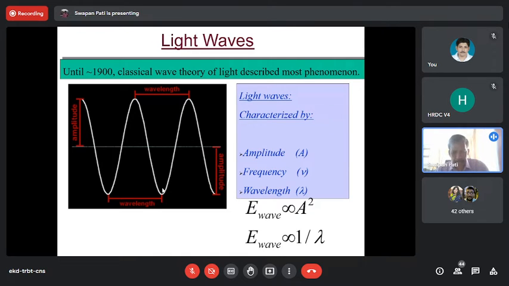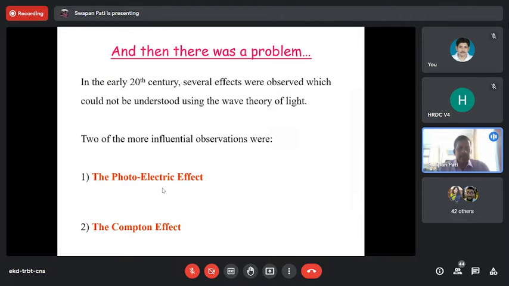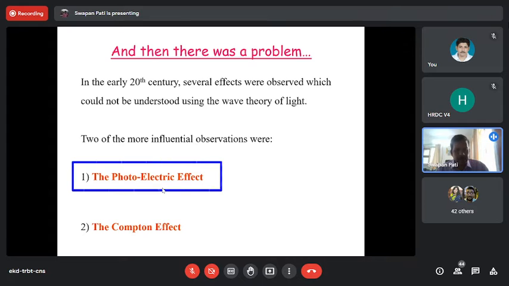It's the modulus of the amplitude squared, and the energy of the wave is also proportional to 1 by lambda, the wavelength. So if the wavelength is lower, the energy is higher. All right. With these two things in mind, let us look at some of the effects. In the early 20th century, several effects were observed which could not be understood using the wave theory of light. For example, there are two of them, the photoelectric effect and the Compton effect. I will discuss only the photoelectric effect, which was described by Einstein.